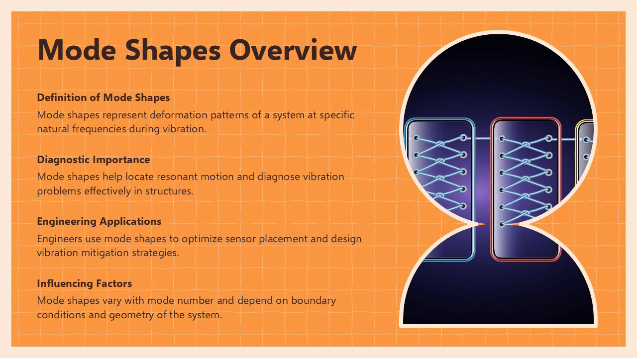Mode shapes describe the deformation pattern a system undergoes at a given natural frequency. Each mode has a unique shape representing how individual points move relative to each other during vibration. This slide explores why mode shapes are crucial for diagnosing vibration problems, as they help identify the exact location and nature of resonant motion. Engineers rely on mode shapes to determine optimal sensor placement, identify structural weaknesses, and develop mitigation strategies such as stiffening, mass relocation, or damping treatment.